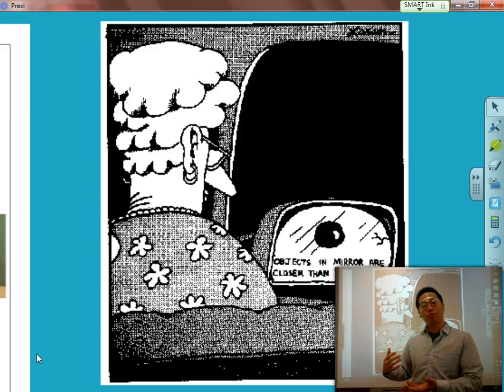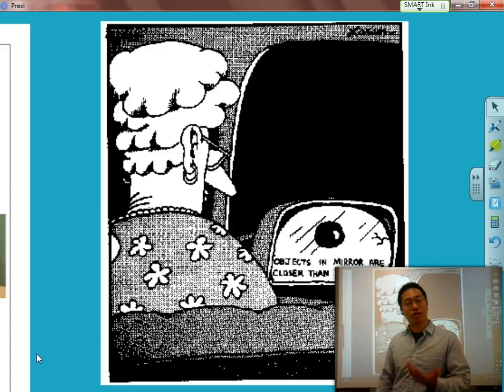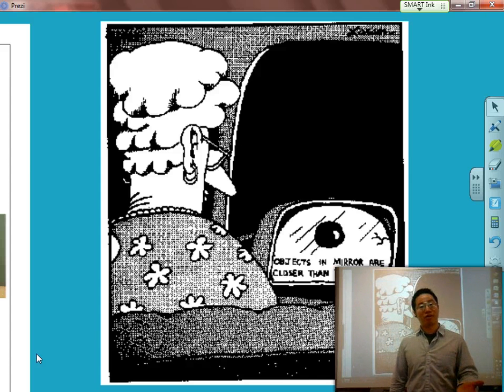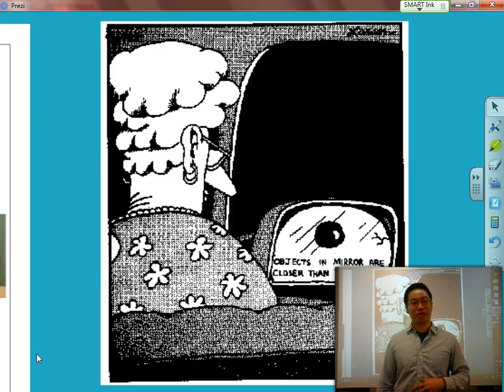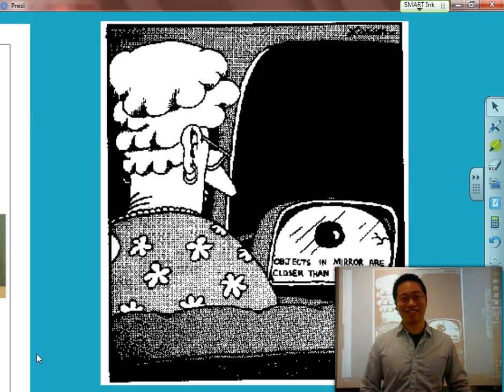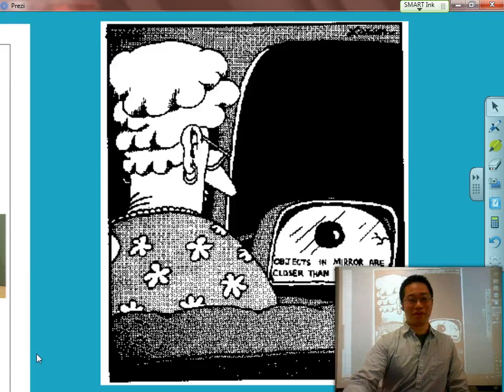And the thing is, when it gives you a wider point of view, it's generating a virtual smaller image. And your brain thinks that because it's smaller, it might be further away. When in reality, as they say on the mirror, objects in the mirror are closer than they appear. Okay? And as you guys can see, there's a giant eye in the mirror.